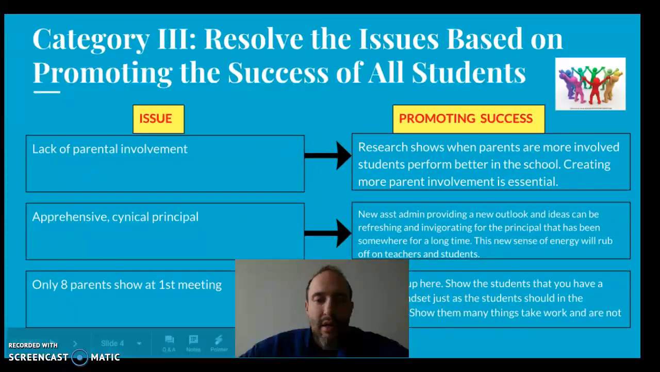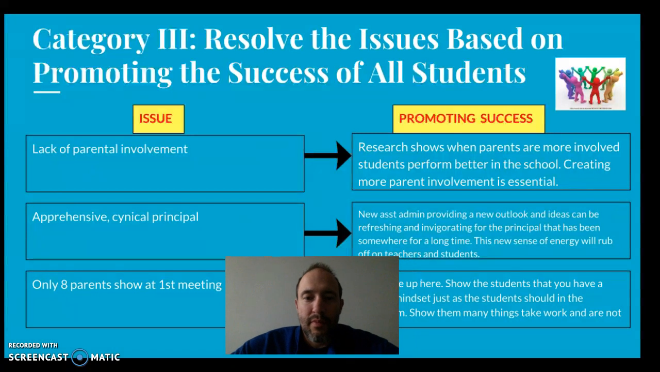All right, looking at a few of the issues and how they promote success for all students. Lack of parental involvement. Well, if you can get parental involvement up, research shows that when parents are involved, students perform better in schools. It's really that simple. Creating more parent involvement is essential to having the most successful school you could possibly have.